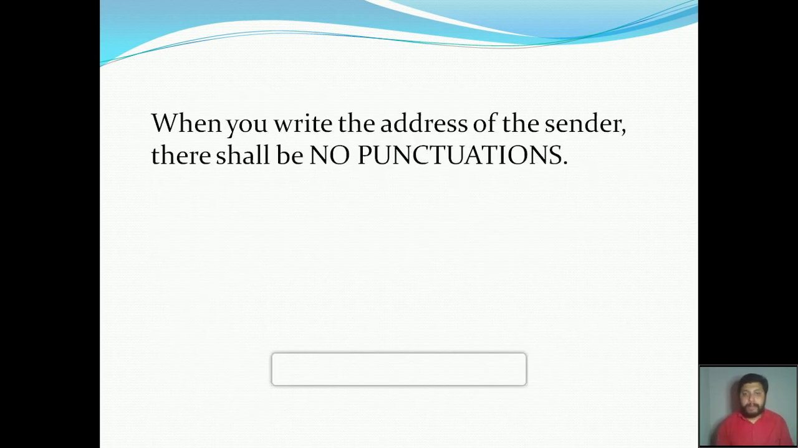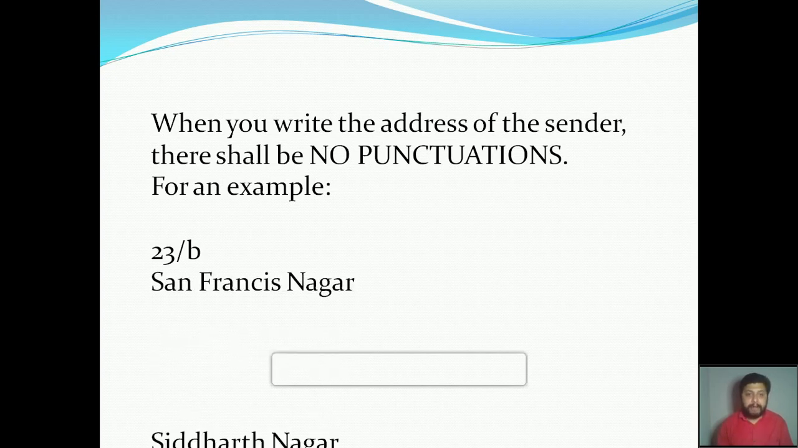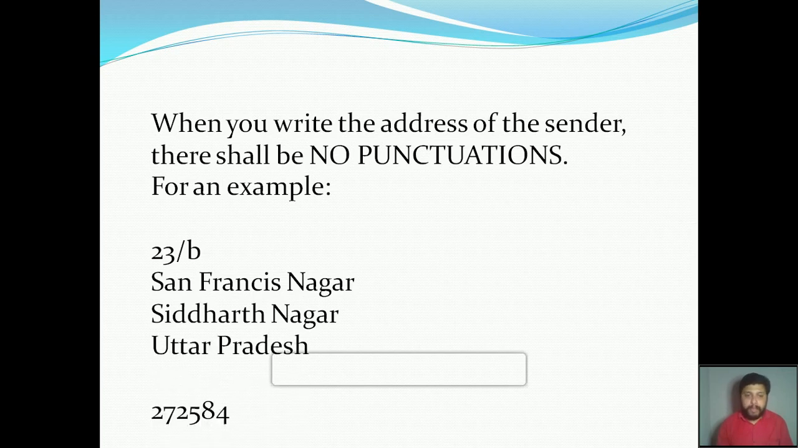When you write the address of the sender, there shall be no punctuations. I hope you know what punctuations are. So please take care while you write the address of the sender, there shall be no punctuation marks. For example, 23 B, St. Francis Nagar, Siddharth Nagar, Uttar Pradesh 272584. See, here you cannot see any punctuation marks, and all the 5 different pieces of information have been written in 5 different lines. So all of you take care while you write your address.